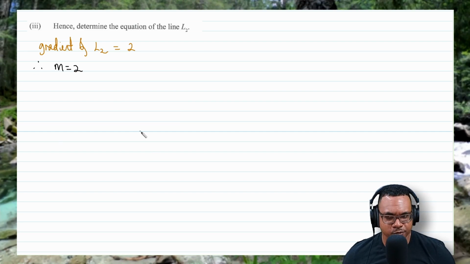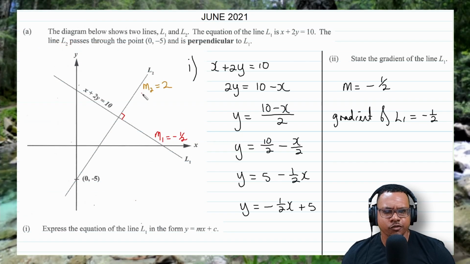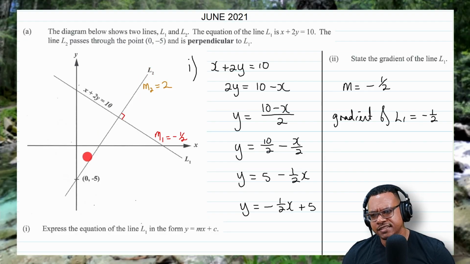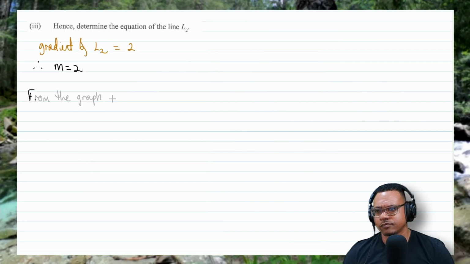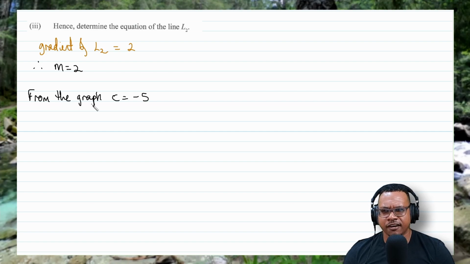So we have one part so far. We have the gradient is 2. Now we need to know what's the y-intercept for line 2. And now if we go back here and look at line 2, we can see that the line touches the y-axis at 0, negative 5, which means 0 on the x-axis, all right, but negative 5 on the y-axis. So therefore, c is negative 5. All right, so from the graph, we have c is equal to negative 5.